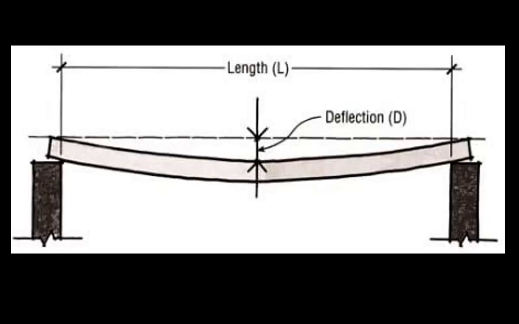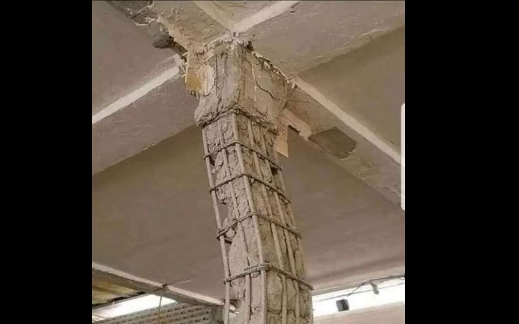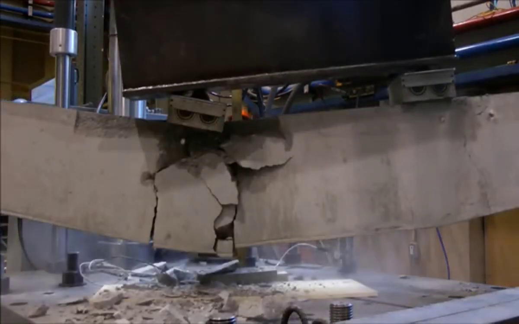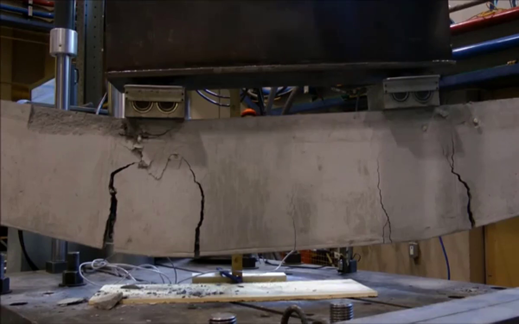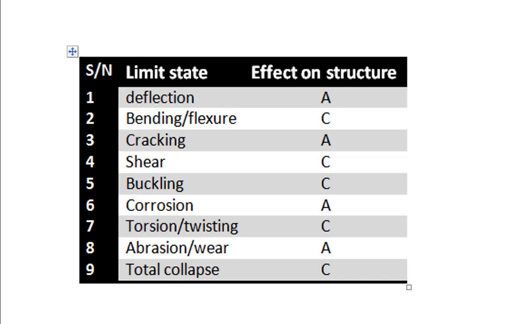Alright? However, some of these limit states will affect only the appearance of the structure, while some will cause partial or total collapse to the structure. If it affects only the appearance, it means the structure will still be of service to us, although it is unsuitable. Okay, so let's separate them and classify them based on how they affect the appearance or the nature of its collapse. If it affects only the appearance, we will label it as A, but if it will cause a collapse, partial or total, we label it as C.